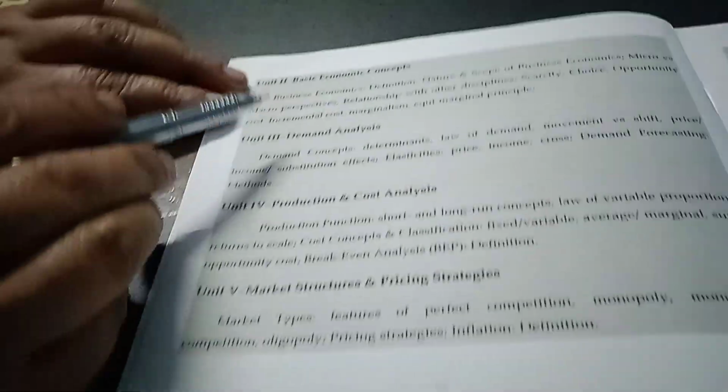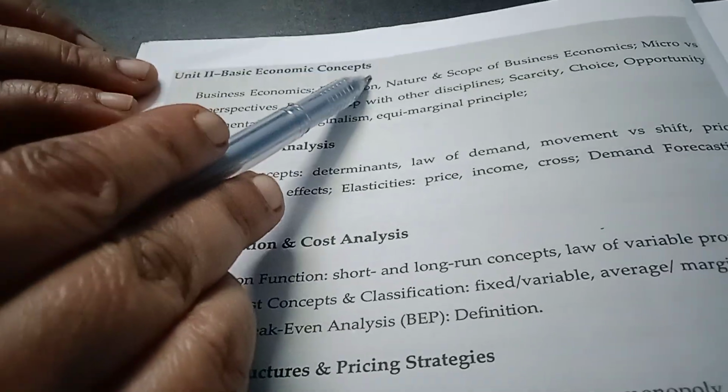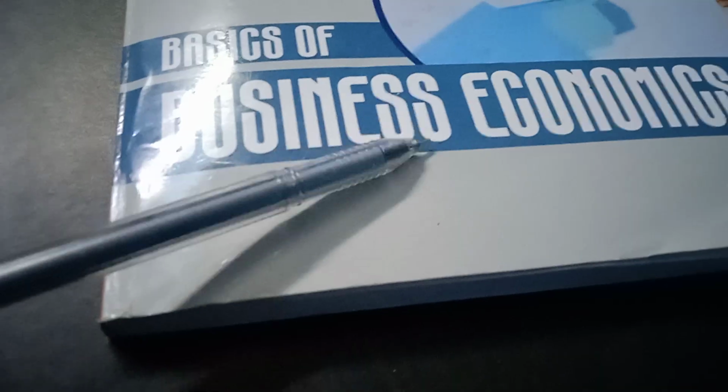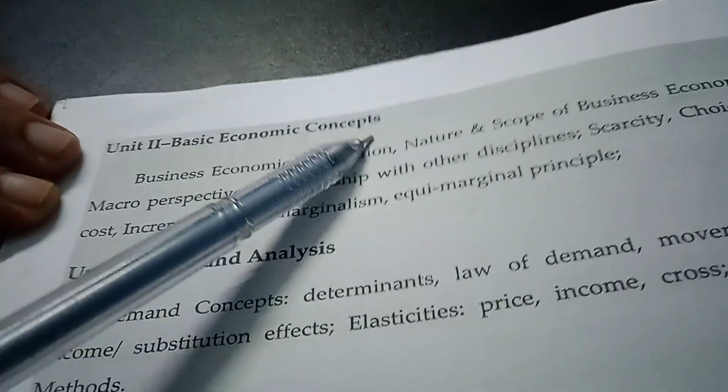Now going with unit 2, basic economic concepts. In unit 1 we dealt with topics related only to business, because our subject is basics of business economics. So in the first unit we dealt with the first half of the subject, business. Now we are going with the topic economics. In unit 2 we are going with the second half of the subject, basic economic concepts.